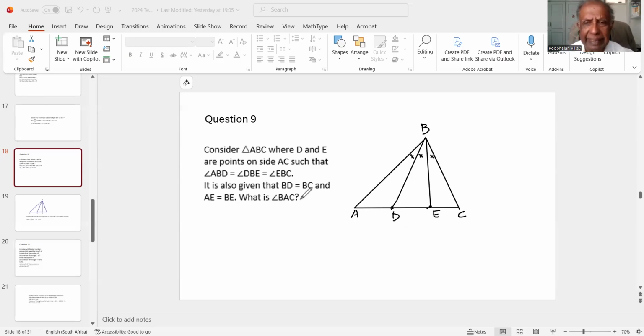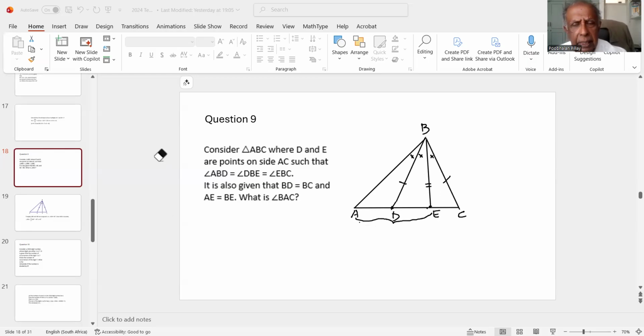Okay, it is also given that BD equals BC. And AE is equal to BE. So BE is equal to this thing here. BE, AE is this. Let's just put those two. Just remember that this line here is equal to that line there.